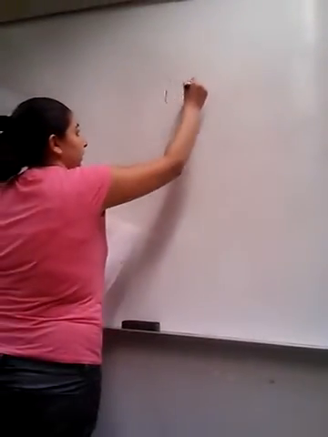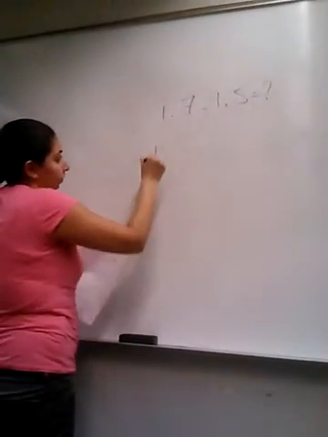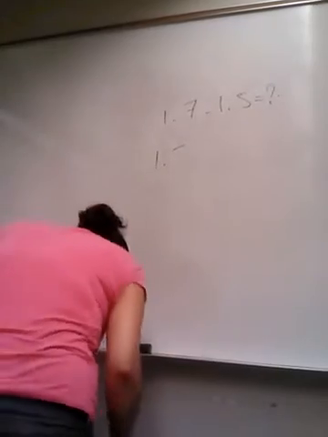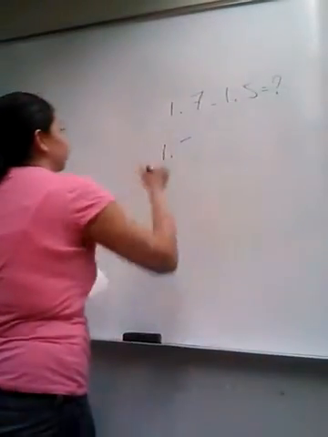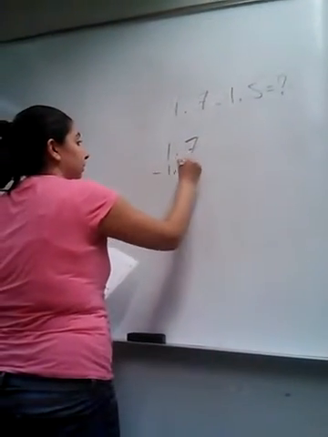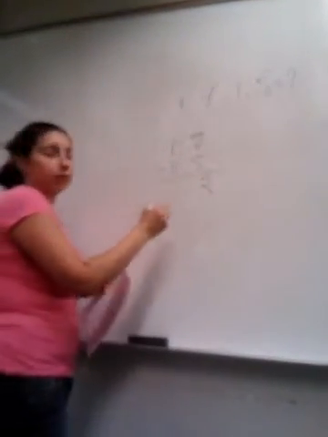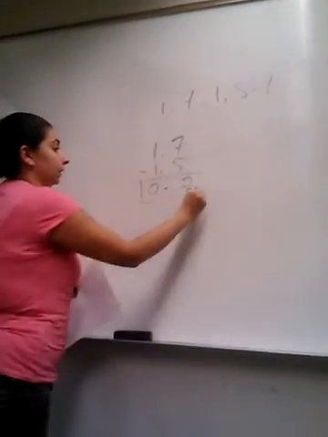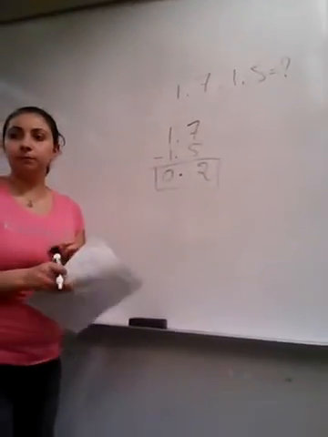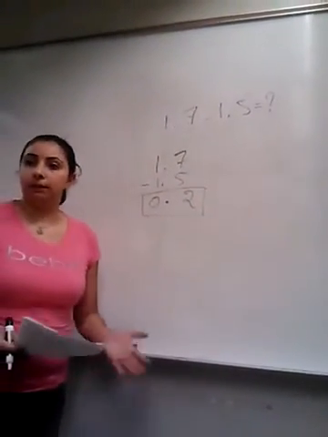So we're going to do another example. We have 1.7 minus 1.5. 7 minus 5 is 2. 1 minus 1 is 0. I'm going to put the dot in the middle. So it's going to be 0.2. Any question? Okay.